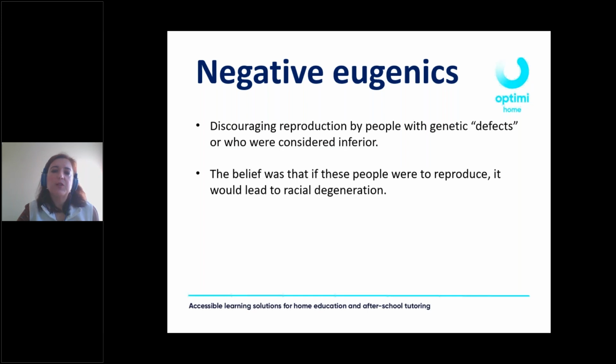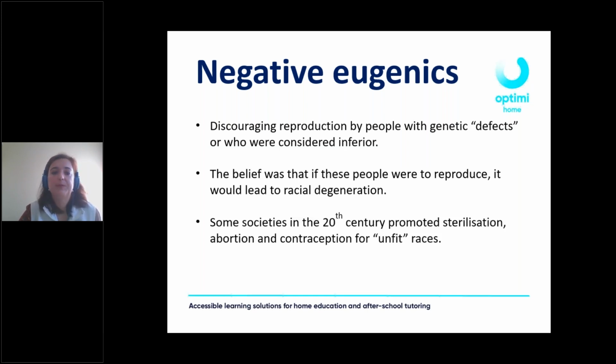So they tried to persuade people not to reproduce anymore because this could lead to weak genes within the following generations. And if they wanted to create superior societies, then obviously this had to stop. Now, some societies in the 20th century promoted sterilization, abortion, and contraception for the unfit races. And many times this was forcefully done.